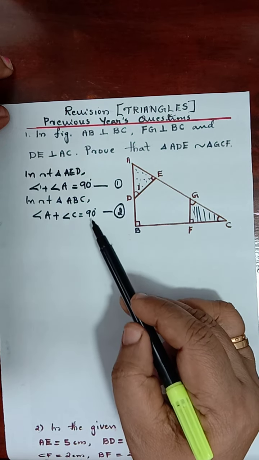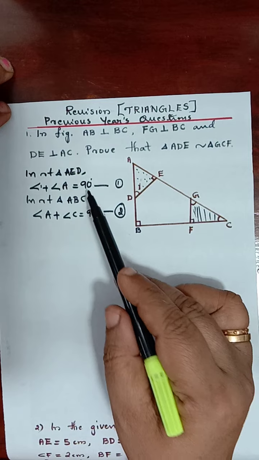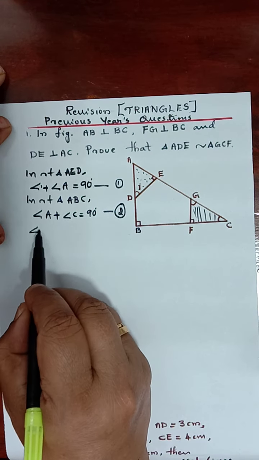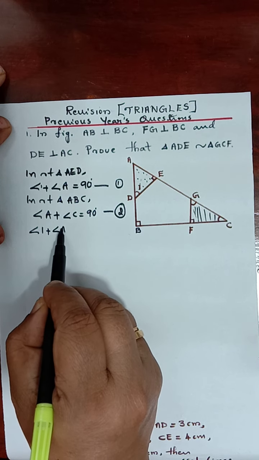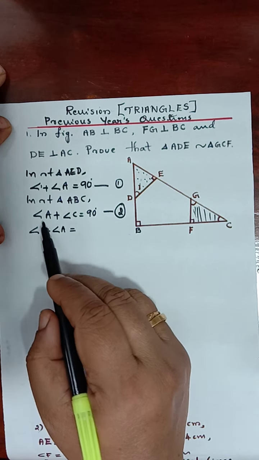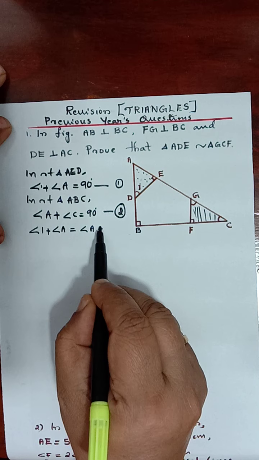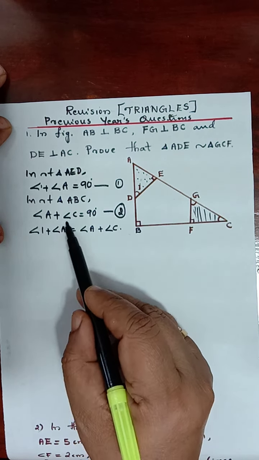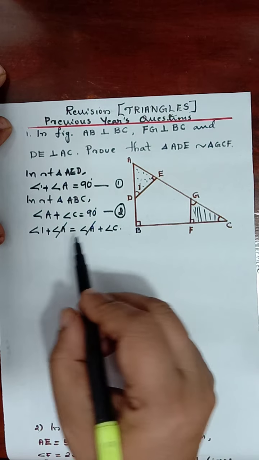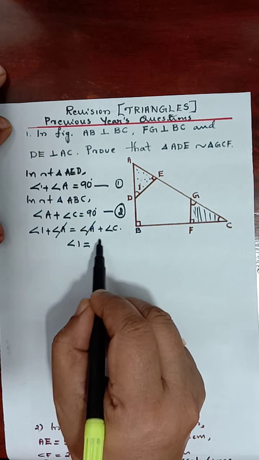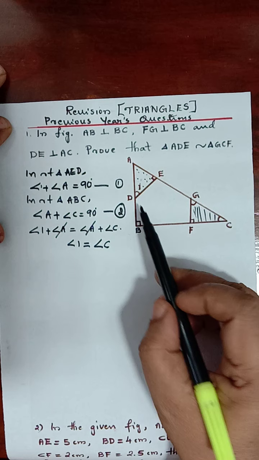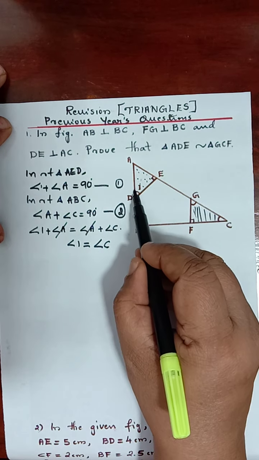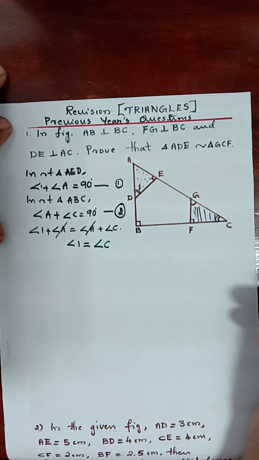From 1 and 2 you can see that these two right sides are equal. Therefore, we can take angle 1 plus angle A on the left-hand side equal to angle A plus angle C. This is from 1 and 2. Here you can see they are equal. Therefore, angle 1 is equal to angle C. This angle 1 is equal to angle C we have found out. This is angle 1, this is angle C.